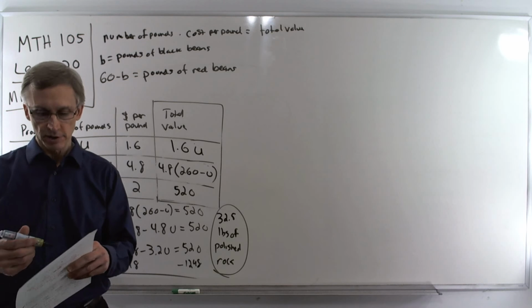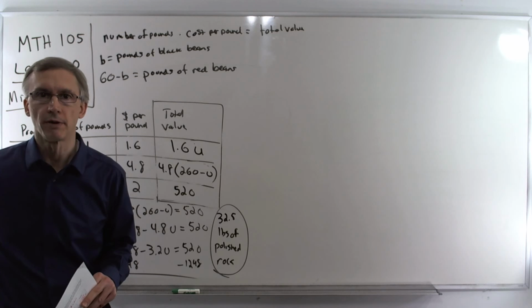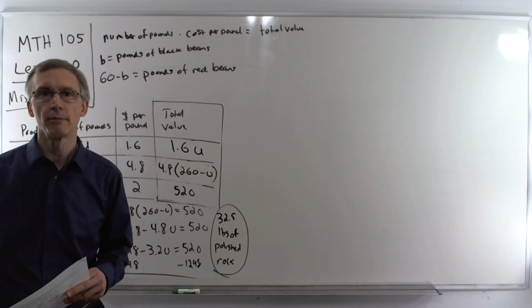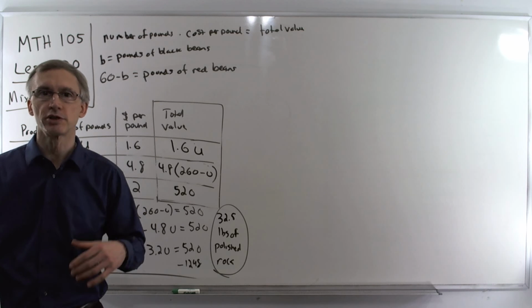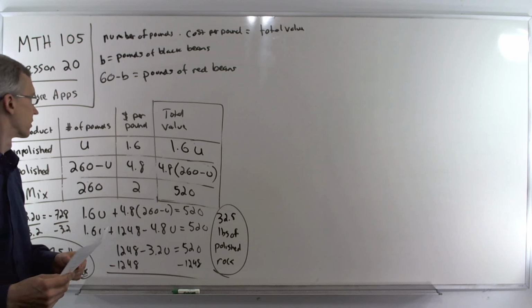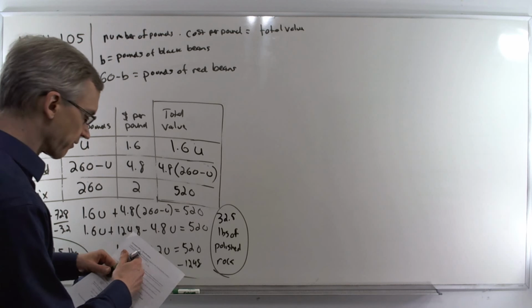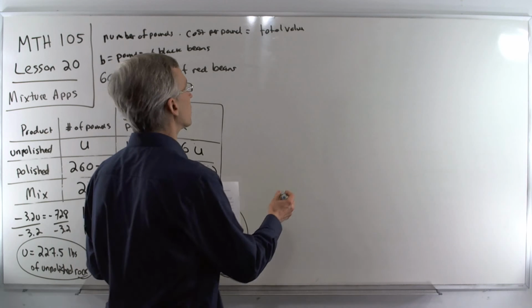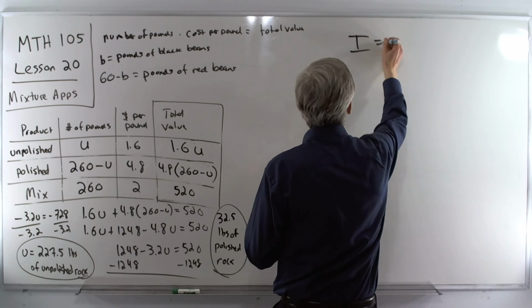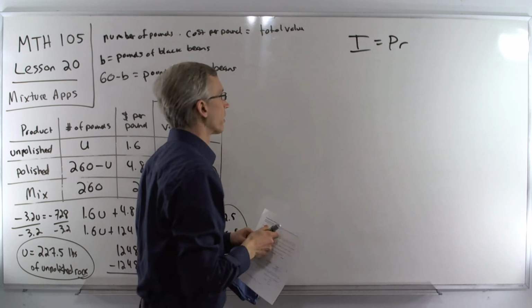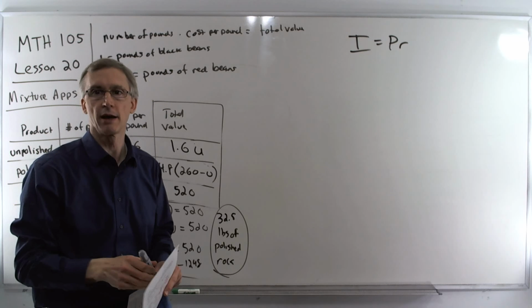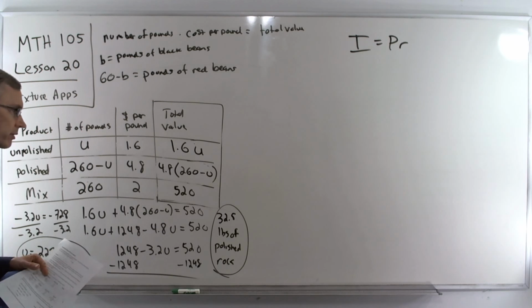Our last type of mixture problem is going to be investment mixture problems. And with these, we're going to mix together different types of investments just the way we mix together beans and pounds of rock and things like that. Now our main equation this time is going to be a version of the simple interest equation. We're going to use I equals PR. Notice there's no time because the time is always going to be 1 year. So we don't need to include that.